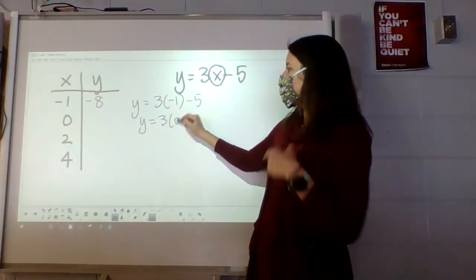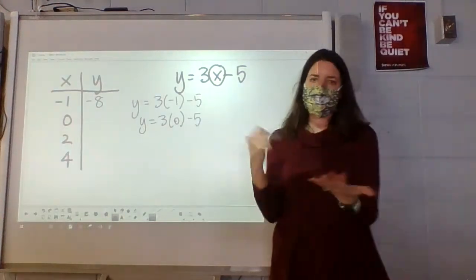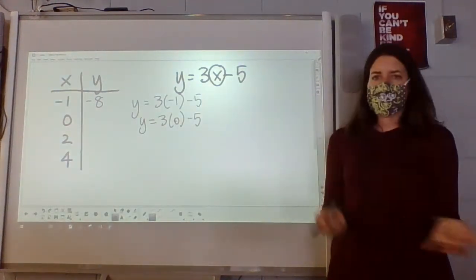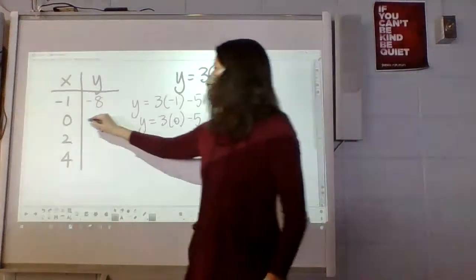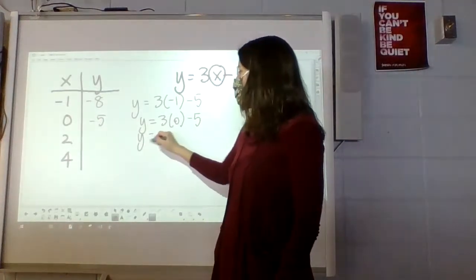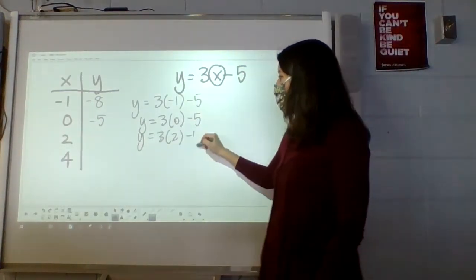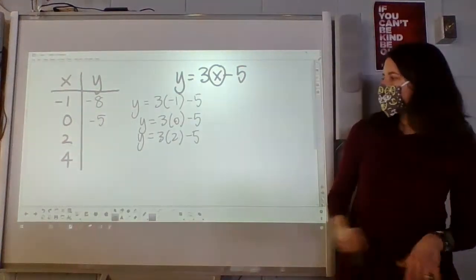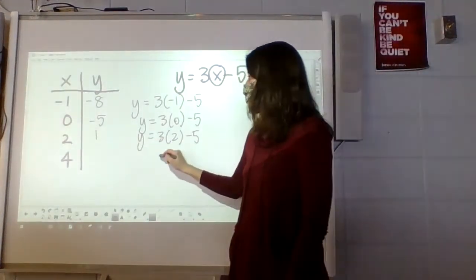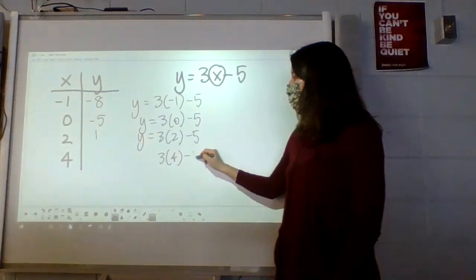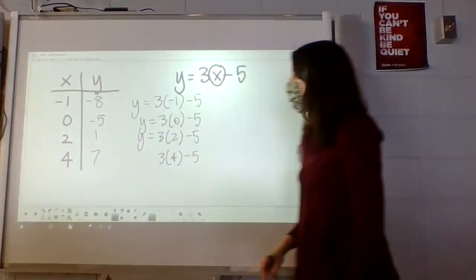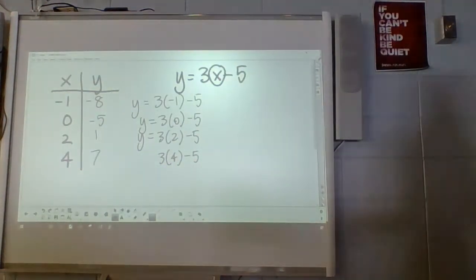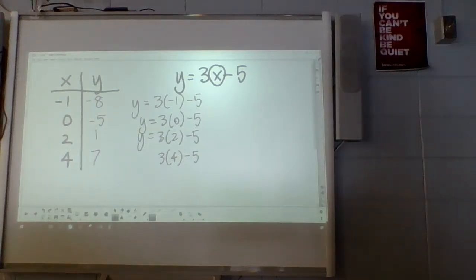Do the same thing with 0. Putting those in, you just kind of keep resubstituting that in. So 3 times 0 is 0, minus 5 is negative 5. And then they kind of start to get easier because the numbers get nicer here. So 6 minus 5 is 1. And then 12 minus 5 ends up being 7. And now we would be able to graph that if we had graph paper handy, but trying to get all these on a graph and then expect you guys to try and draw a straight line with that, it's a little bit of a mess.